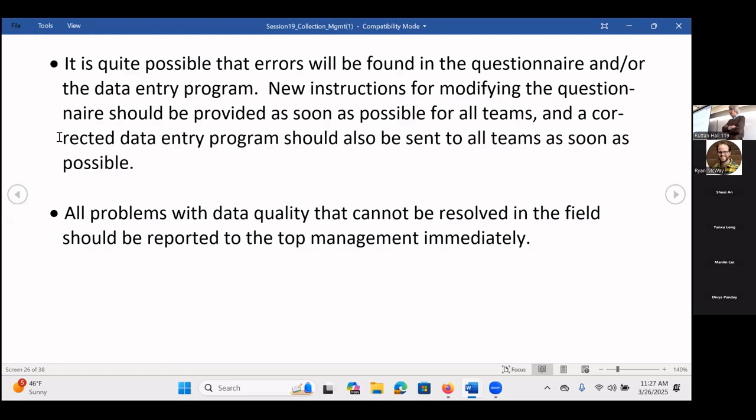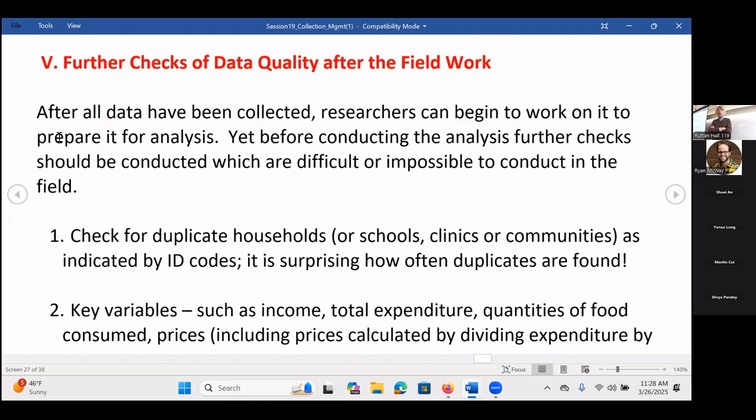You'll often get feedback from the interviewers or other people saying something is not working. This question, people don't understand it, or the possible answers aren't really the right ones. So you'll get feedback right away, and you need to be prepared to make those changes quickly. And then if there's something that's really troublesome, the top management needs to figure out what to do. Okay, that was data quality in the field.